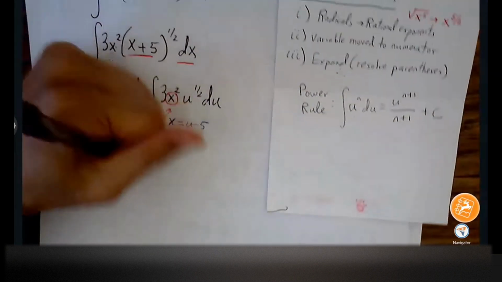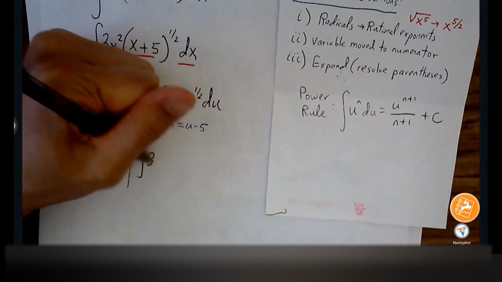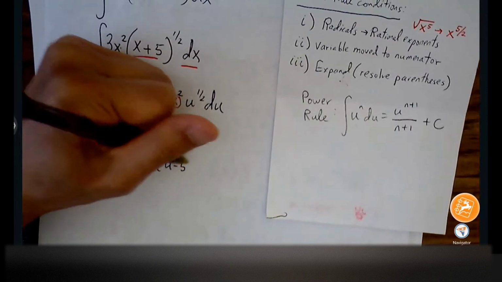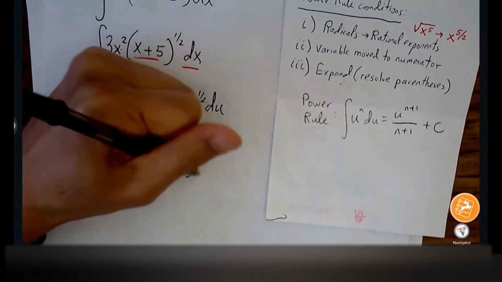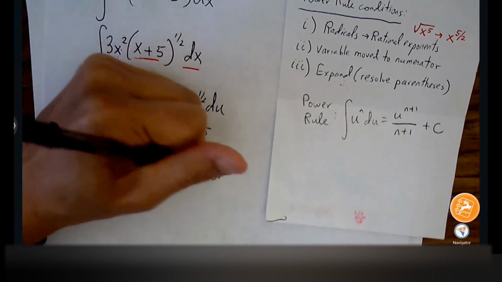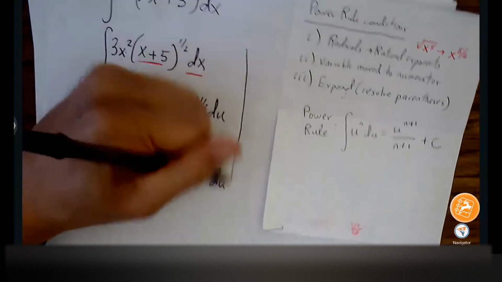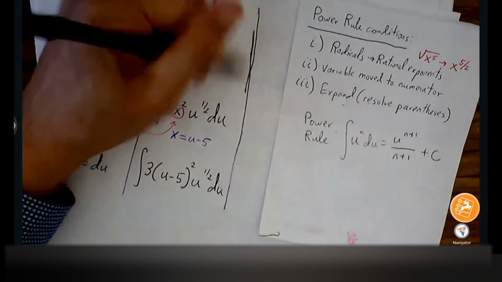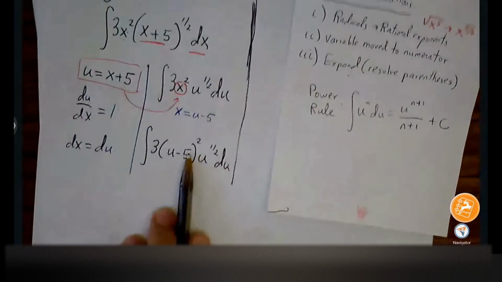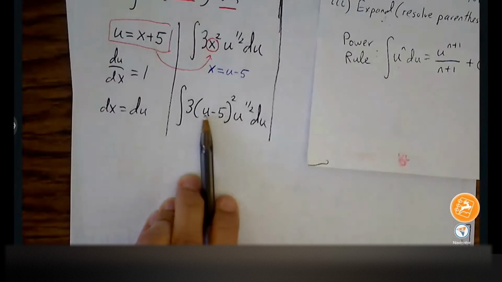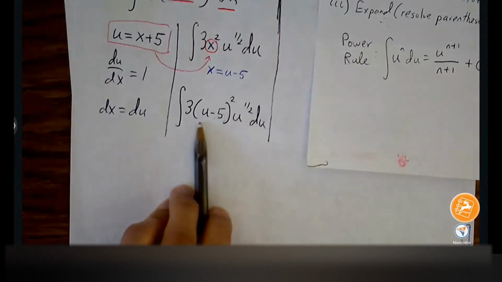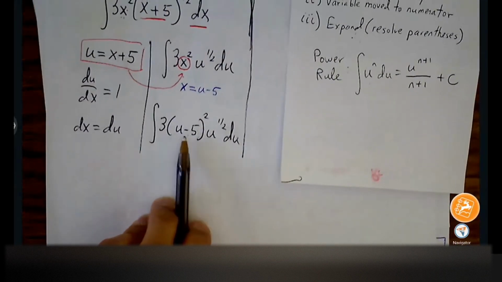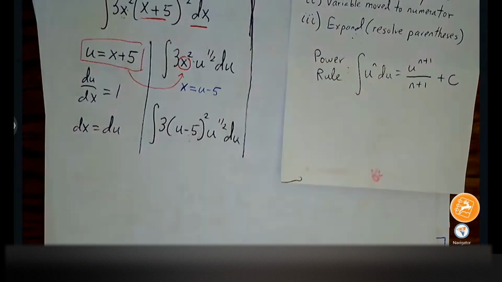So we're one step closer. But now we have a mess that we have to resolve, right? This is not ready for power rule, even though we are one step closer. Okay. Any questions from here to here?